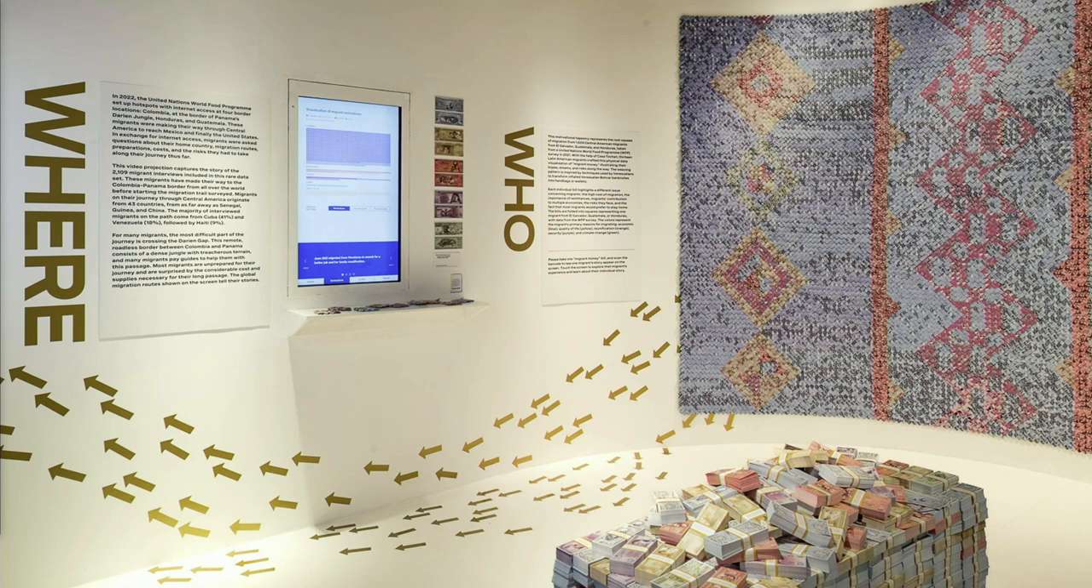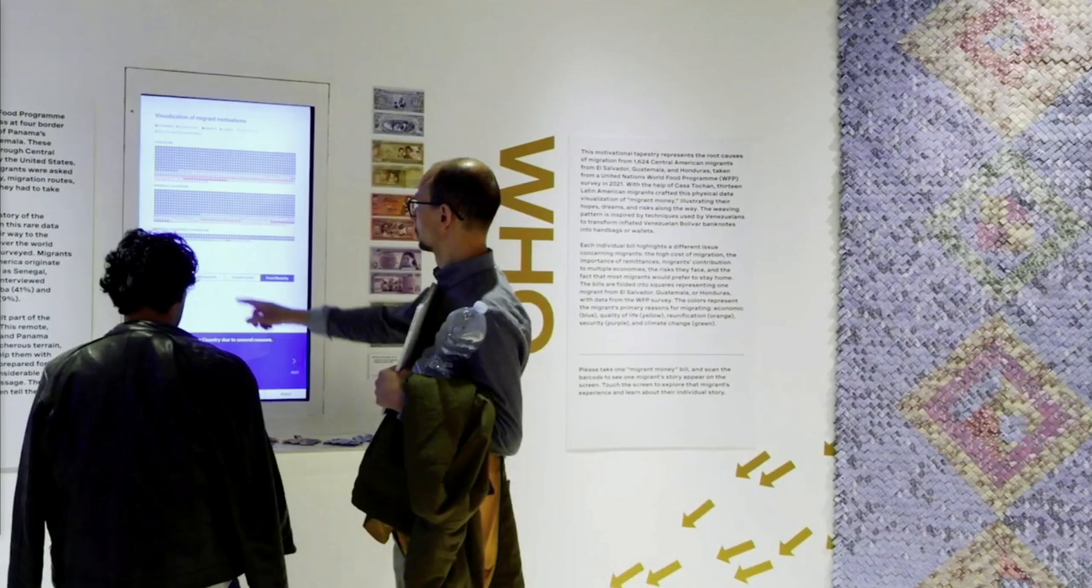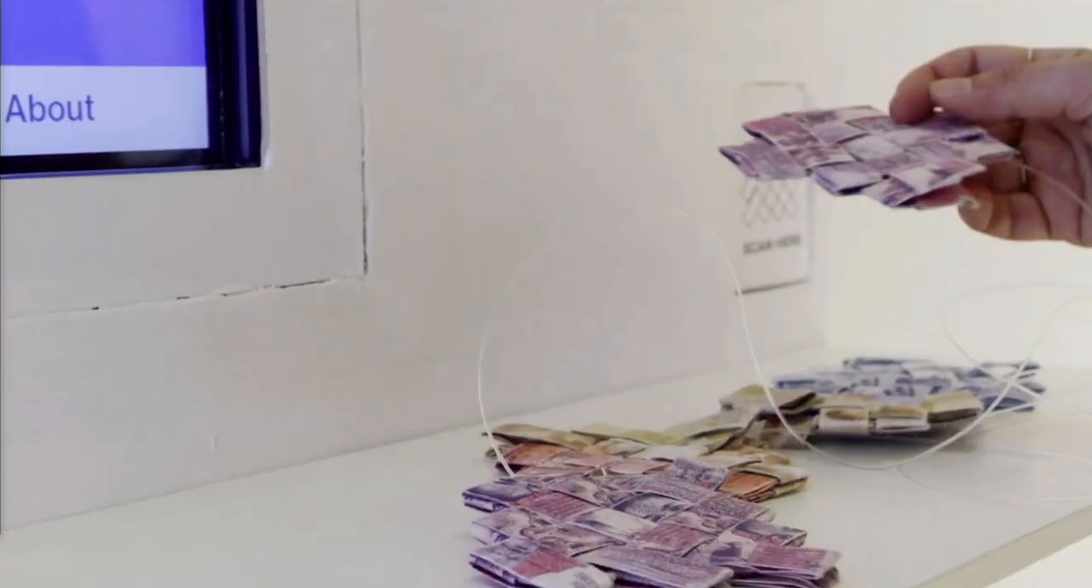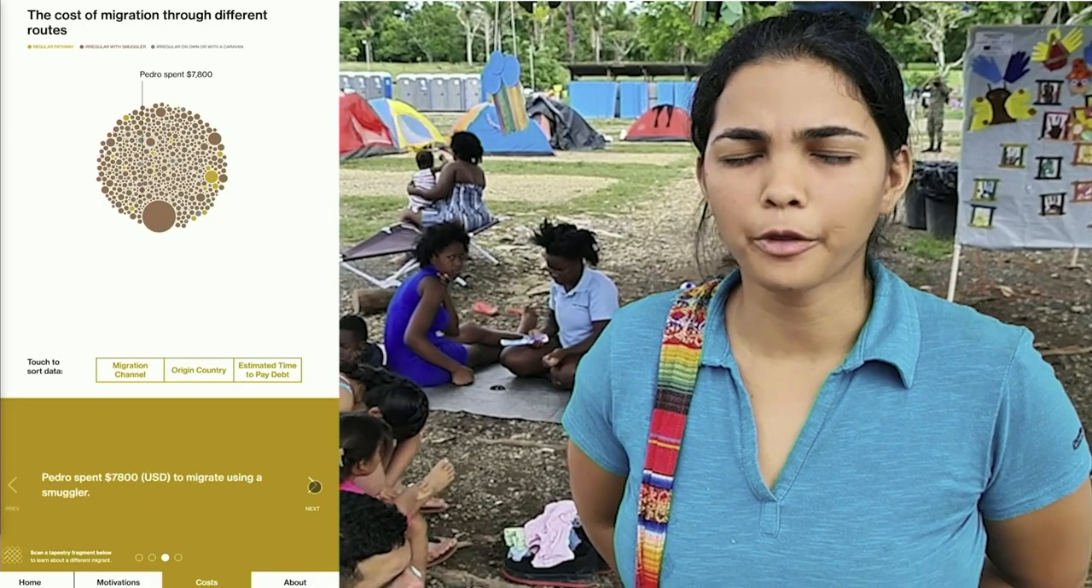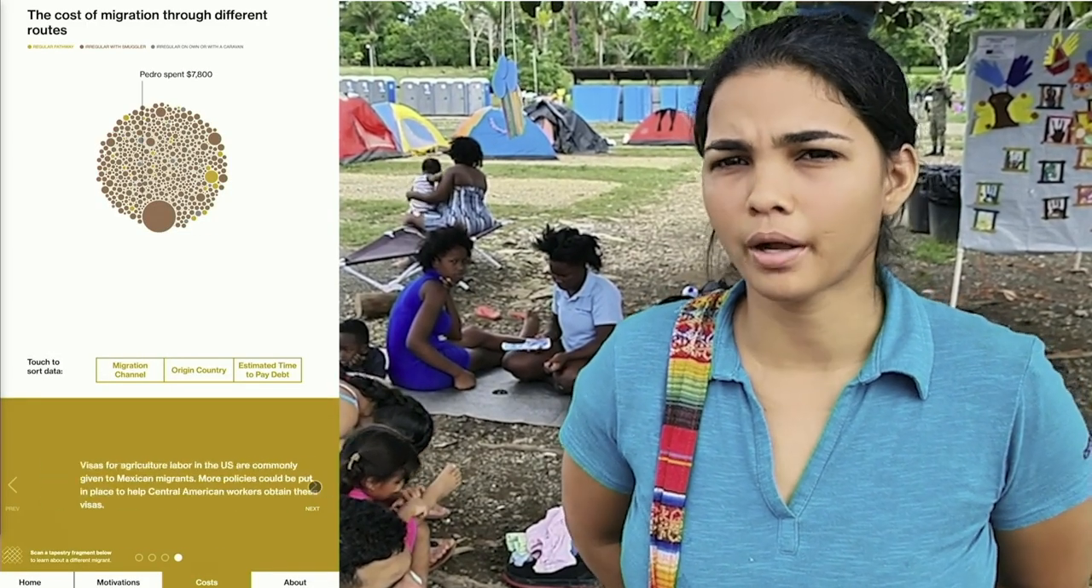And here you can see that the overwhelming reason that migrants leave is this blue color, or economic reasons. Red is security, purple is violence, yellow is quality of life, green is climate change. And in that headquarters, they were able to interact with the data, and each dollar had a chip in it. And they could tap that chip on the screen and actually hear that migrant's story.